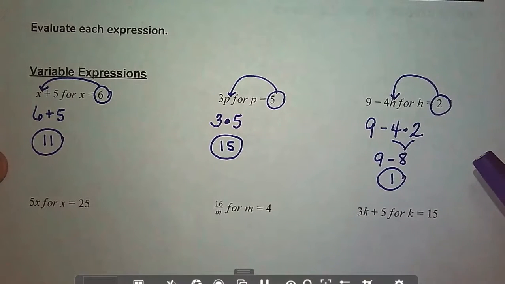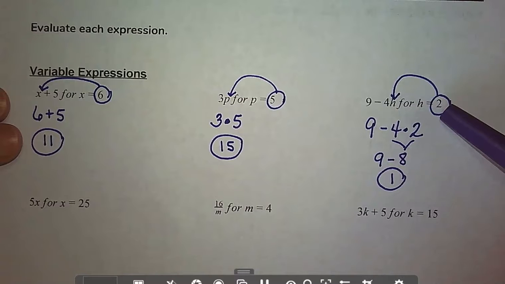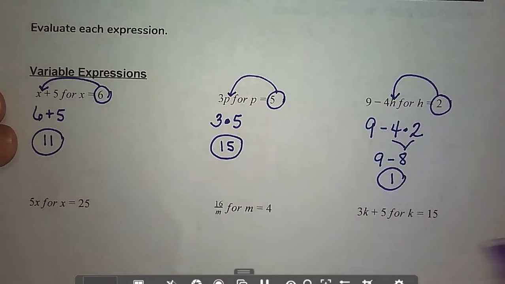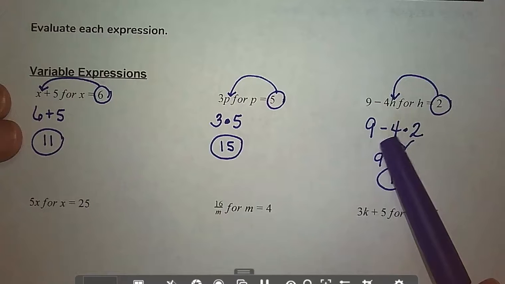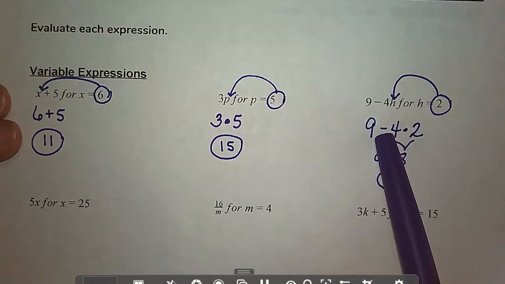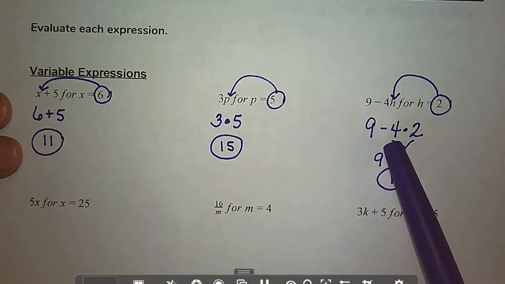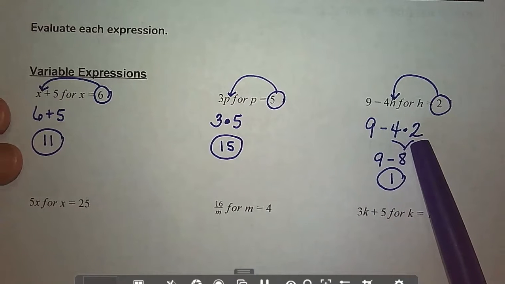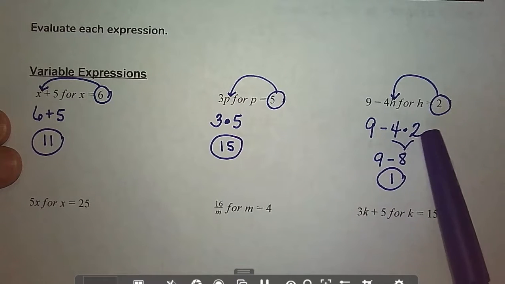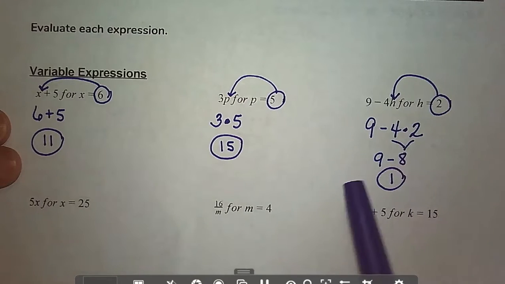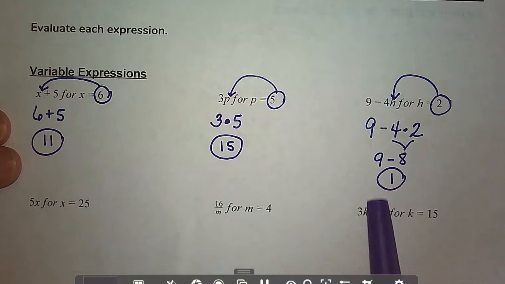Okay, now next problem here is where we need to worry about our order of operations. So we're going to take our 2, which is what h is equal to, and replace this h in the problem with a 2. So I've done that here. We get 4 times 2, and then we bring down our operation symbol and our number 9. So the problem becomes 9 minus 4 times 2. And remember, our order of operations says to multiply or divide first. So we have to do this 4 times 2 first to get 8, and then we can subtract 8 from the 9, and our final answer should be 1.